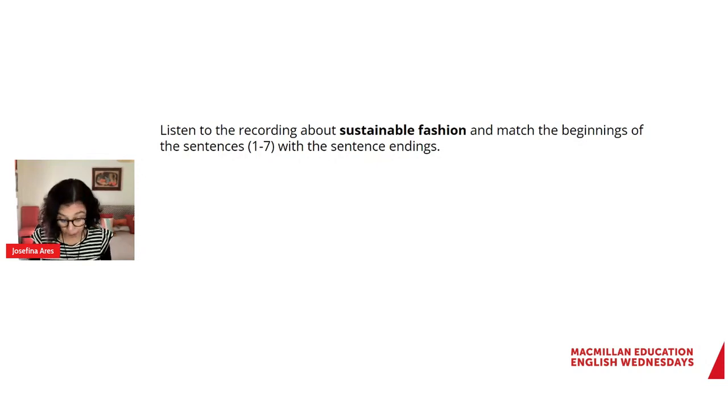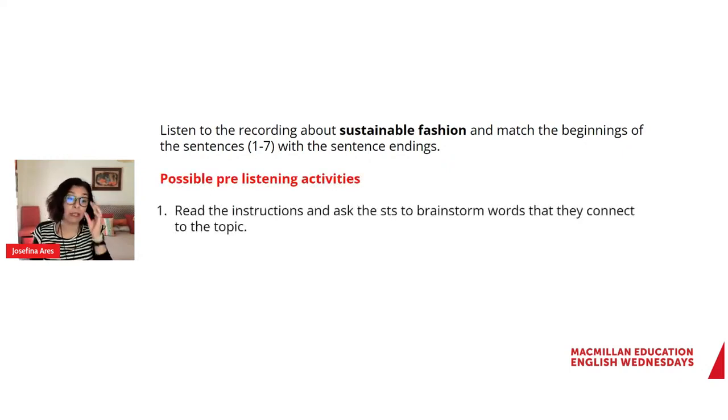Once again, as I did in the first exercise, what they could do before listening is, one, read the instructions and ask the students to brainstorm words that they connect to the topic. So they already know that they're listening to sustainable fashion. Get them to brainstorm words that they connect to sustainable fashion. So, clothes, maybe eco-friendly, reusing, reusable, recycling, secondhand, anything that may occur to them that is connected to sustainable fashion.